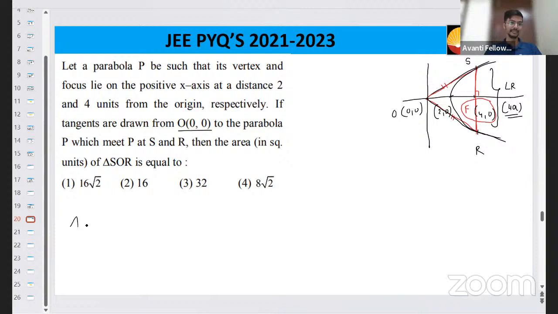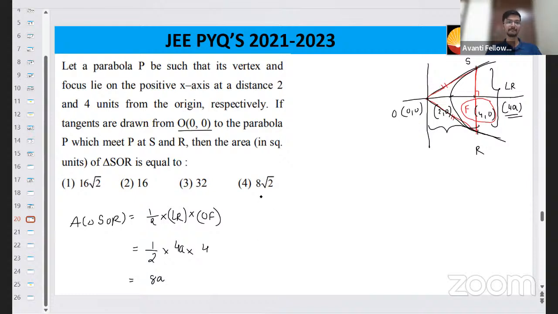So the area of triangle SOR is very simple. It's half into base into height. The base is the latus rectum, and the height is OF. So the latus rectum length is 4a, into OF. You can see OF distance is 4, they have already given. Right? So basically we got 8a as our area of the triangle.